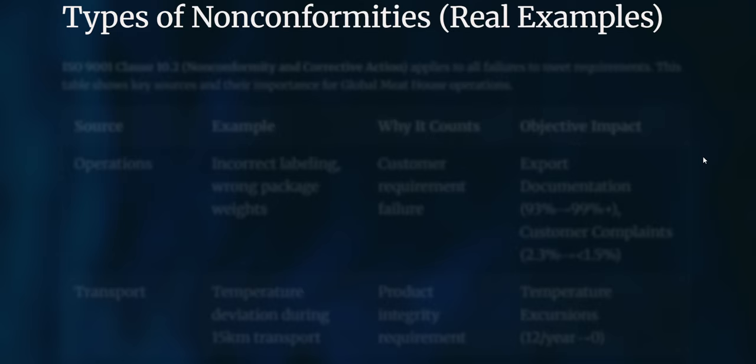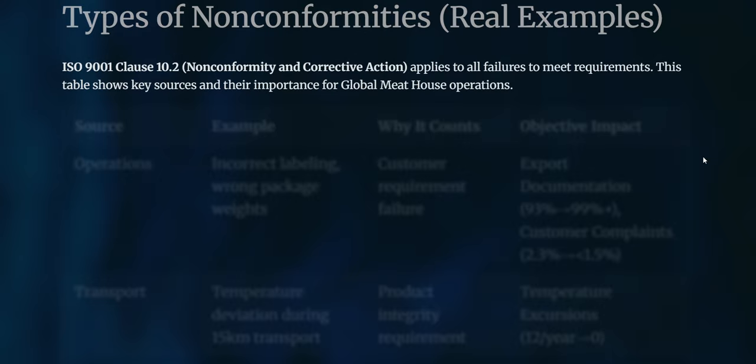The types of nonconformities, and let's demonstrate through a real-life example. That will be according to ISO 9001, Clause 10.2 nonconformity and corrective actions, which applies to all failures to meet requirements. This table we are showing you contains key sources and their importance for our case study, Global Meat House Operations.